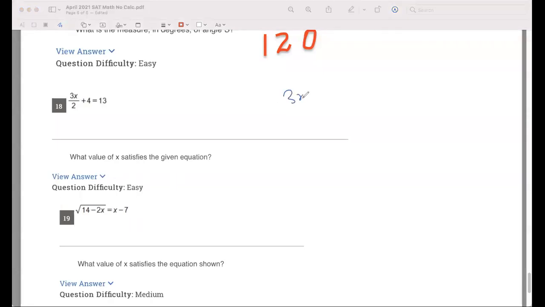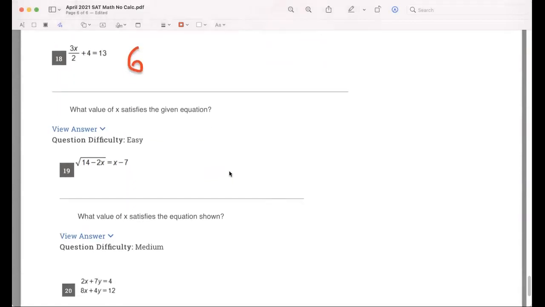What value of x satisfies this equation? So 3x by 2 is 13 minus 4, which is 9. So x is 6. So the answer is 6.